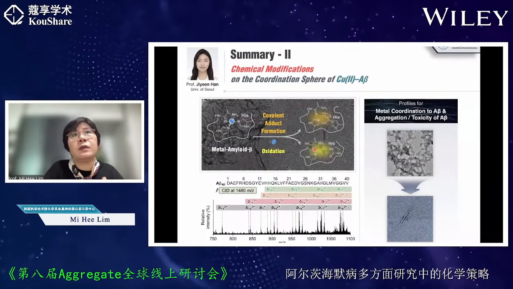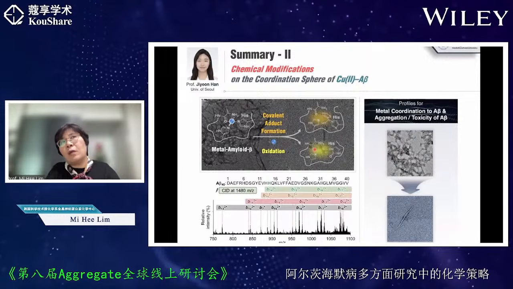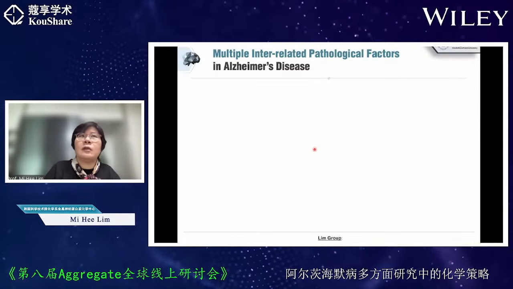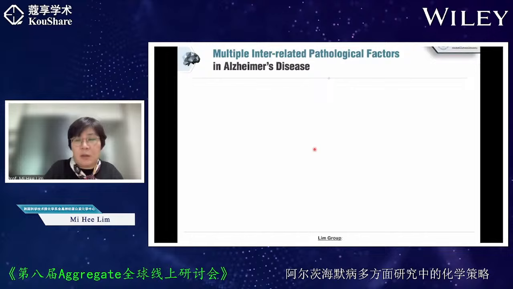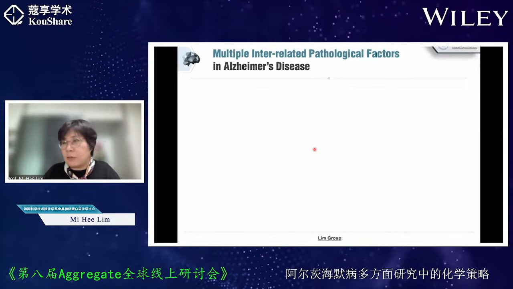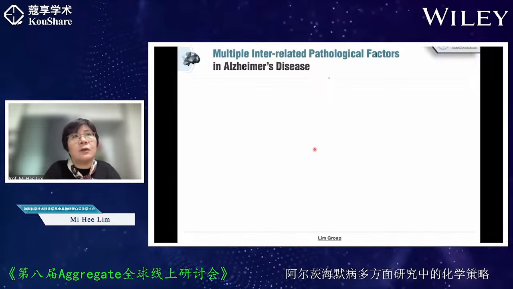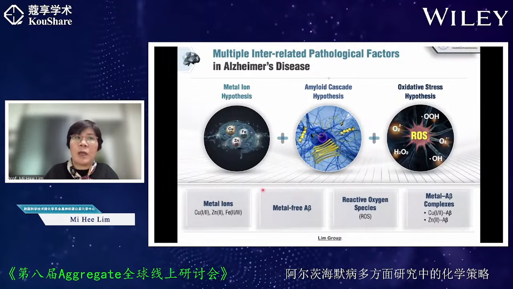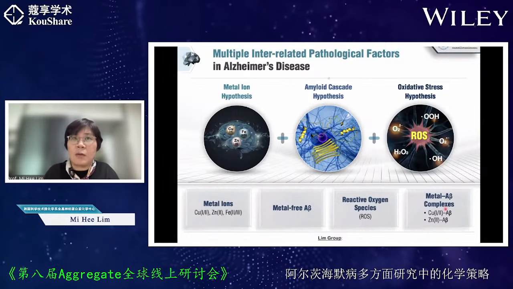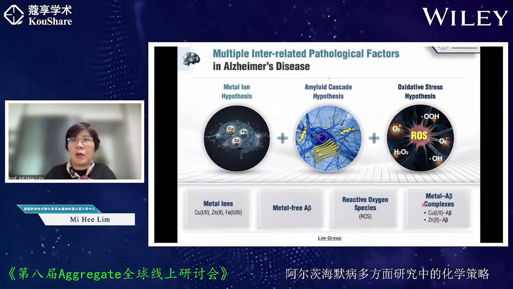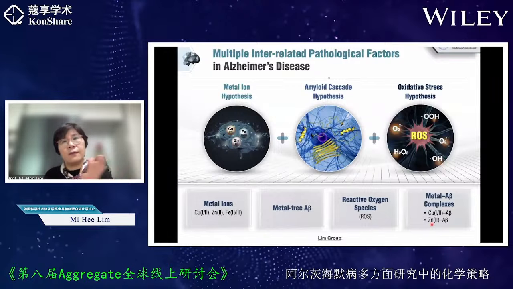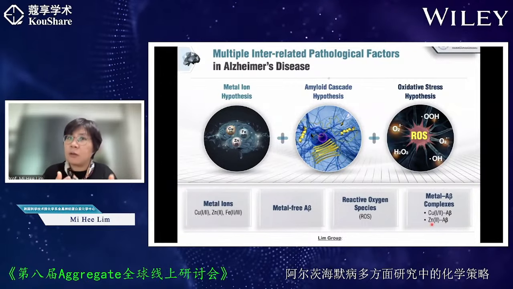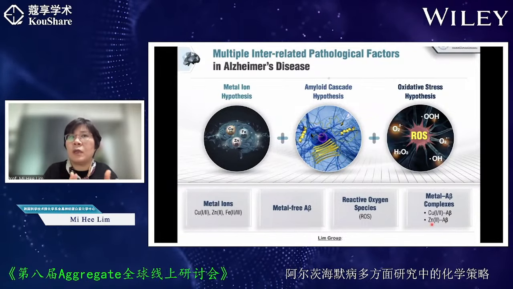When we studied the metal-A beta complexes, we realized immediately that there are many interrelated pathological factors upon progression of Alzheimer's disease in the brain. Even though we were looking at three hypotheses, we can see here metal ion, metal-free A beta, ROS, and the metal-A beta complex. From this hypothesis, we now have to include this one from our study. These four pathological factors exist, and they can communicate with each other.